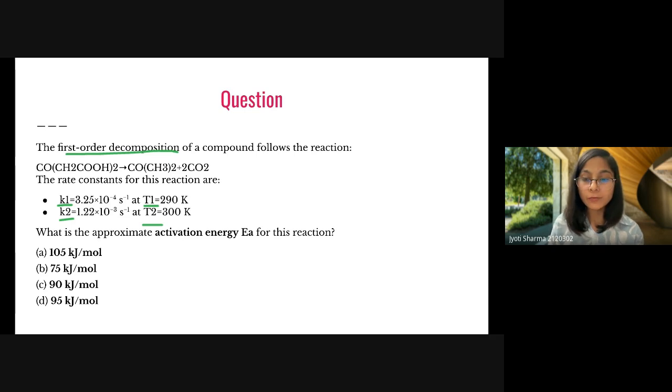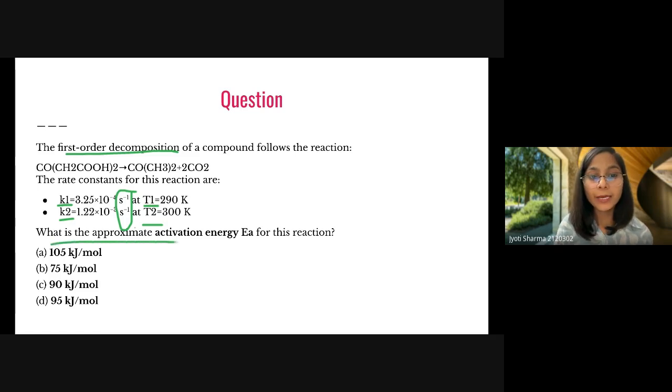When your temperature was 300 Kelvin, the rate constant was 1.22 × 10^-3 per second. Because this is first order, please see the unit of your rate constant. This is per second. Then you need to calculate the approximate activation energy for this reaction. There is a very simple formula to calculate this. I'll show you.